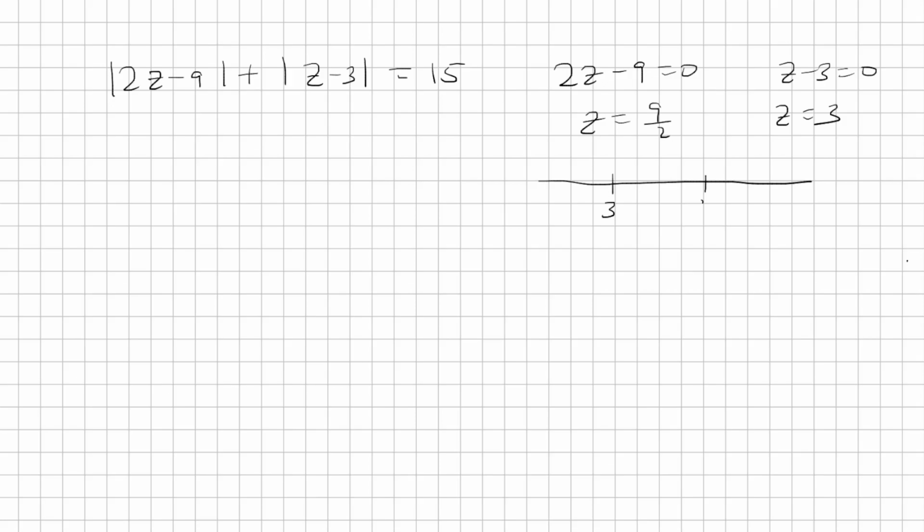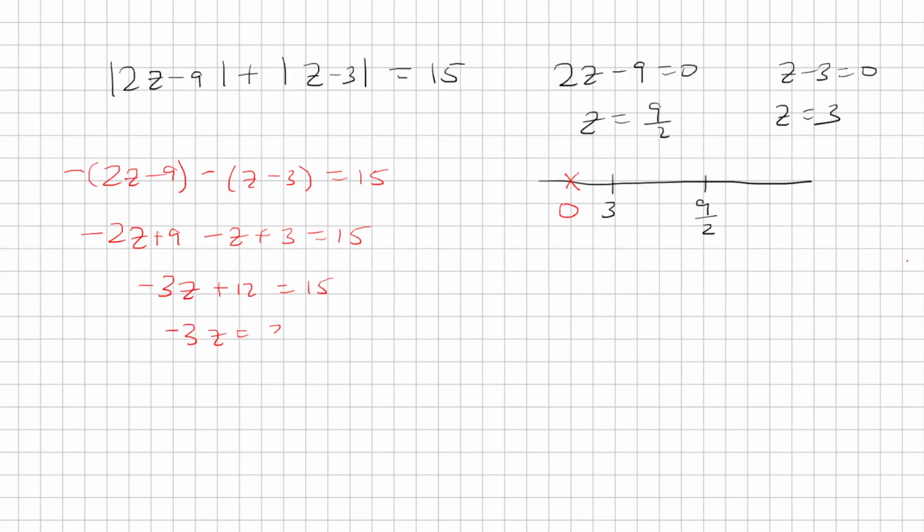So we just need to test a different region. If we pick a number less than 3, let's say 0, plug it in here. This is negative, so we want to put a negative outside. And it's also negative for the other one, so put a negative there. So we have negative 2z plus 9 minus z plus 3 is equal to 15. So that's negative 3z plus 12 is 15. Negative 3z is 3, which means z is negative 1. And negative 1 is less than 3, so this one works.